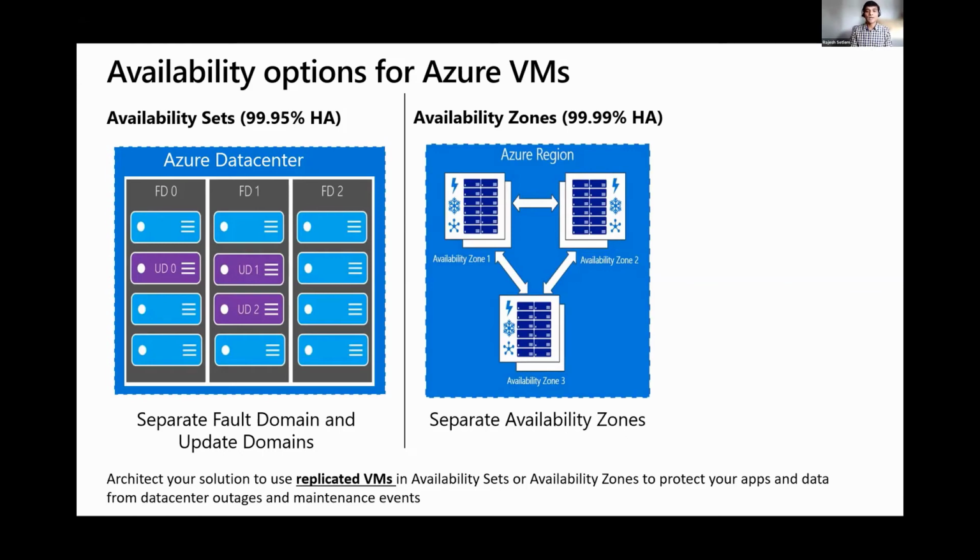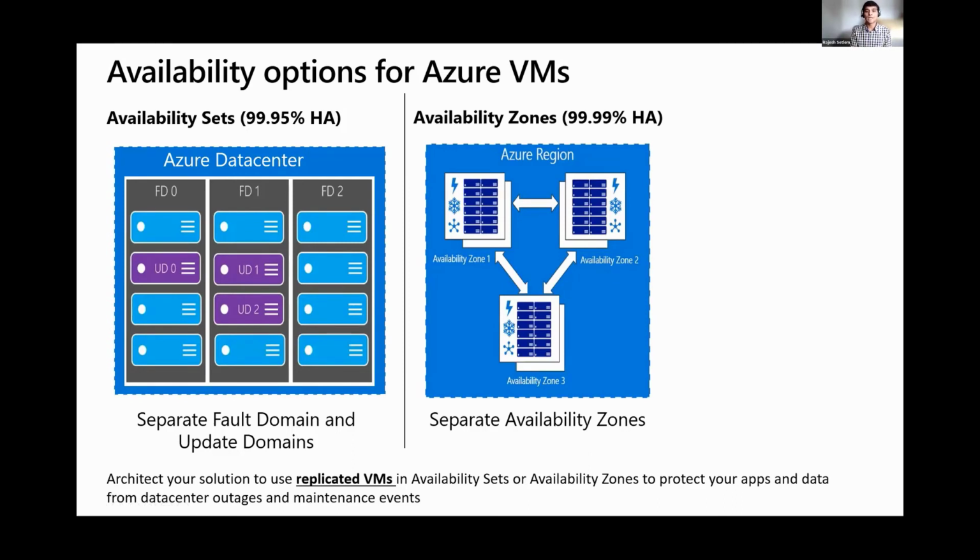So in one particular zone, you will have your fault domains and update domains, and then these are isolated. So you have that physical distance between each of those zones. And that way, that gives you a higher level of availability. It does come with an extra latency, but it's worth the latency if you are architecting systems for high availability.